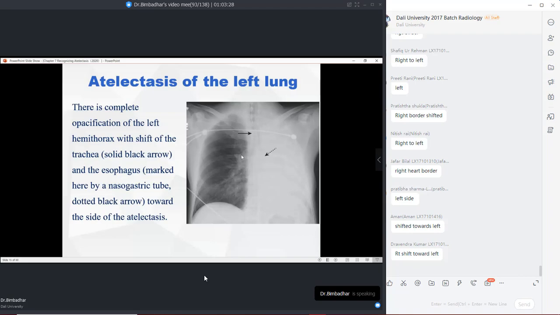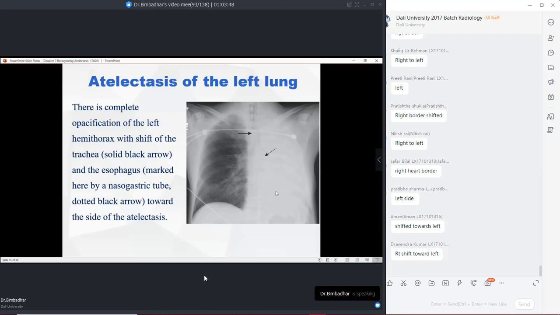You see here, the black dotted arrow is the nasogastric tube. See, this is the stomach. It is slowly entering down into the stomach. The nasogastric tube actually has to come down straight like this, and at this level it will go down into the stomach. But here, the nasogastric tube is completely displaced.